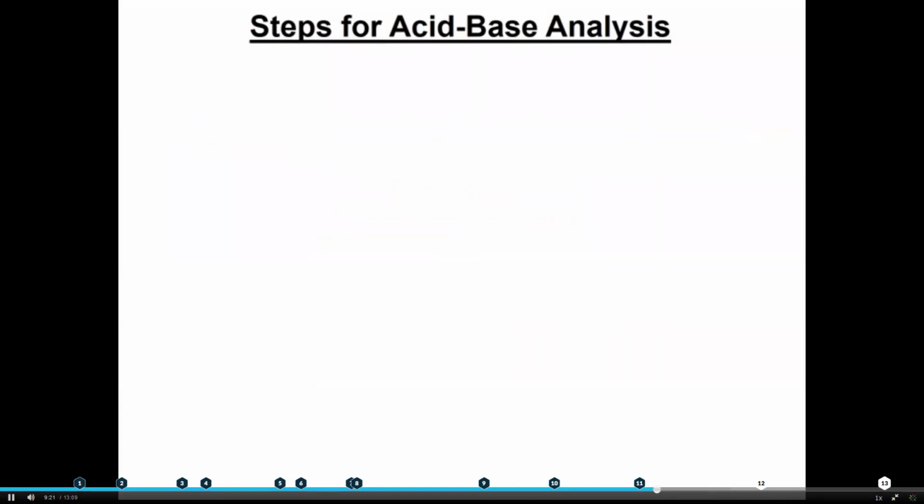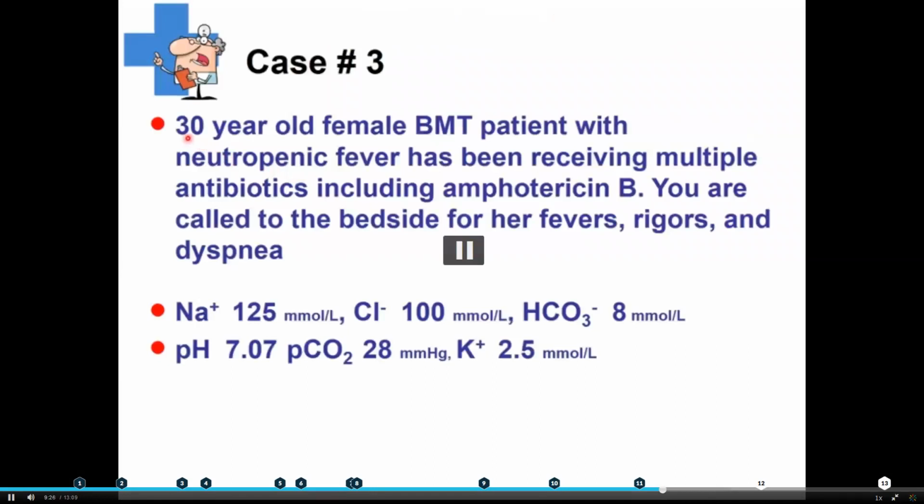See the last case. Okay, now it's yours, okay? I'm controlling the mouse and you are going to answer it. A patient with neutropenic fever has been receiving multiple antibiotics, including amphotericin B. You are called to the bedside for her fevers, rigors, and dyspnea. Serum sodium is 125, chloride is 100 millimole per liter, bicarbonate is 8 millimole per liter, pH is 7.07, PCO2 is 28, and the potassium is 2.5.